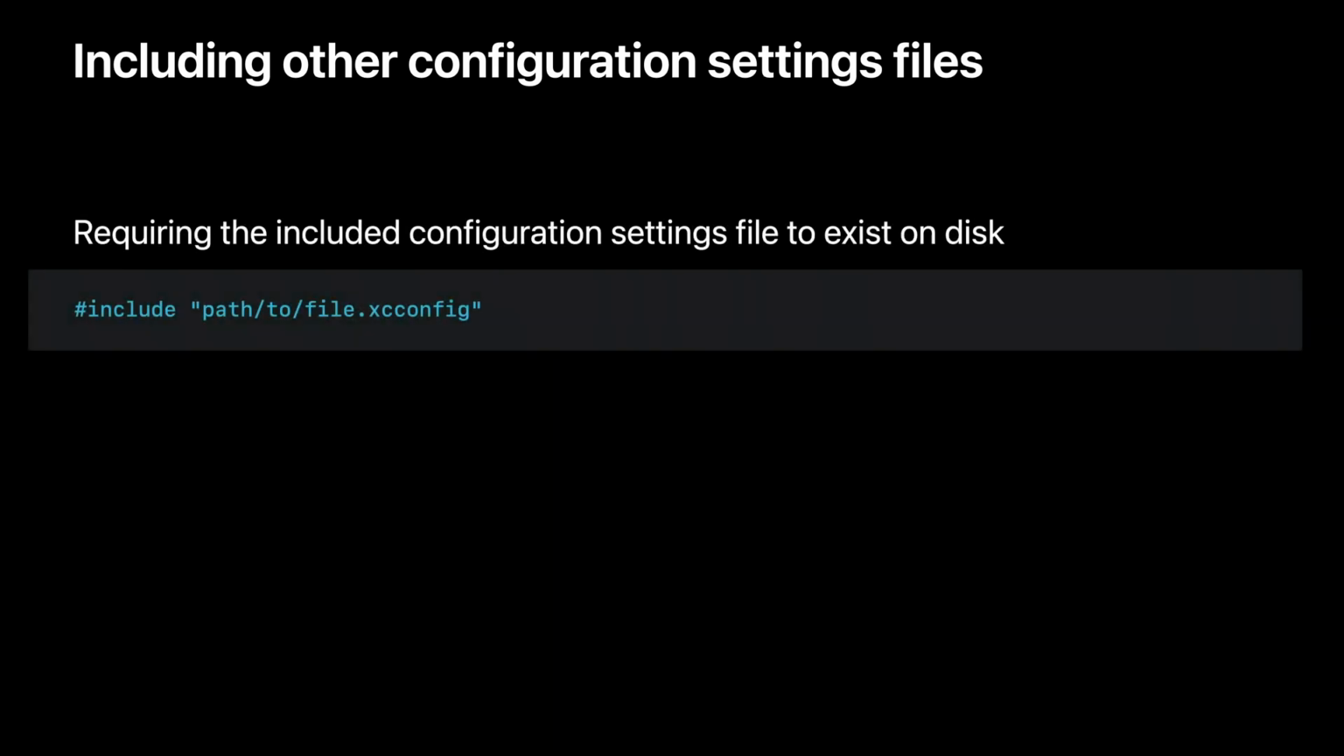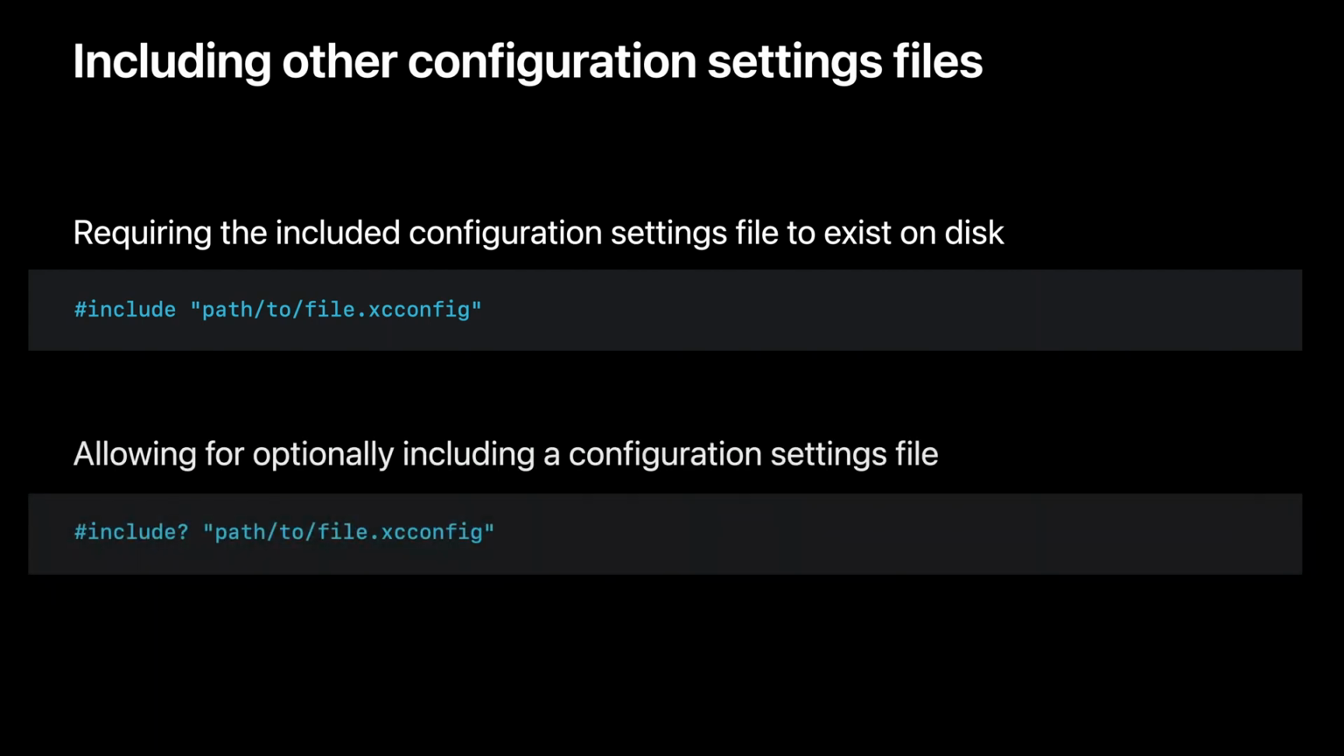The last item to look at is the ability to include xcconfig files within other xcconfig files. There are two mechanisms available to you. The first are required includes, which requires the xcconfig file to exist on disk. A compiler error will be produced if the file cannot be found. The second are optional includes, which allow for including an xcconfig file if present on disk. This will not fail if the file does not exist. Note that the path is relative from the location of your Xcode project file.